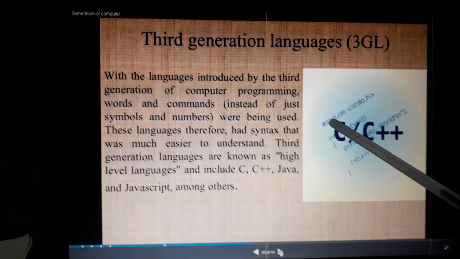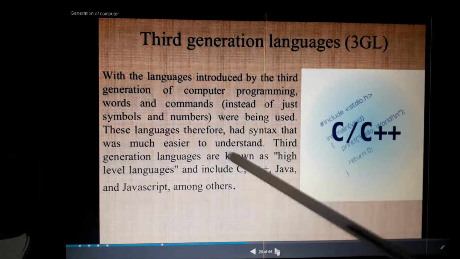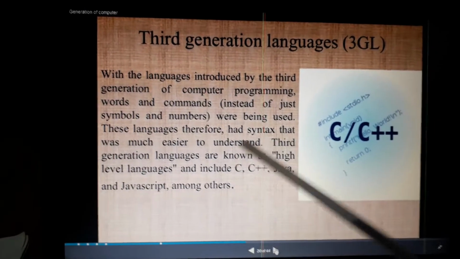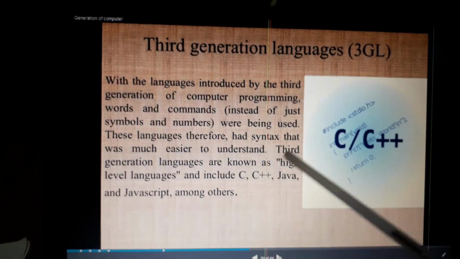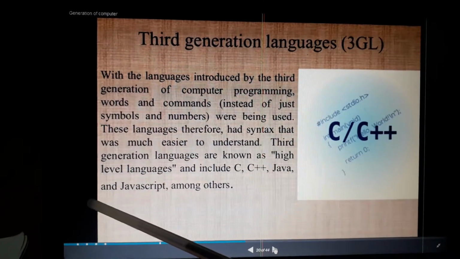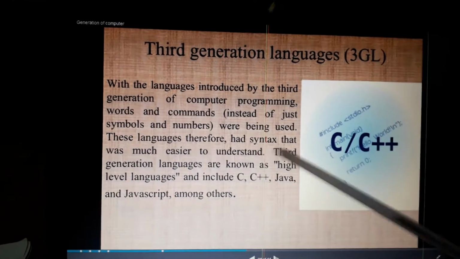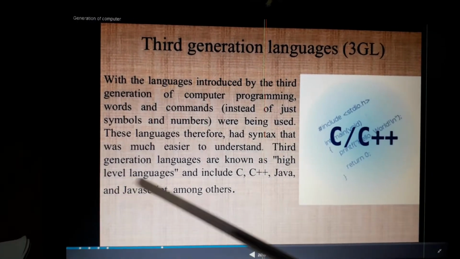It should include this. If you change even a little bit it will not work. Each has a syntax, and you have to follow the syntax. Understand? That is what the third generation is known for. Previously we saw binary language, machine language, assembly language. Now high level languages started.